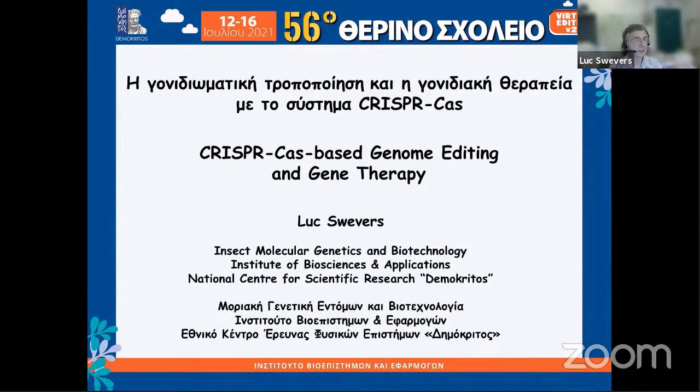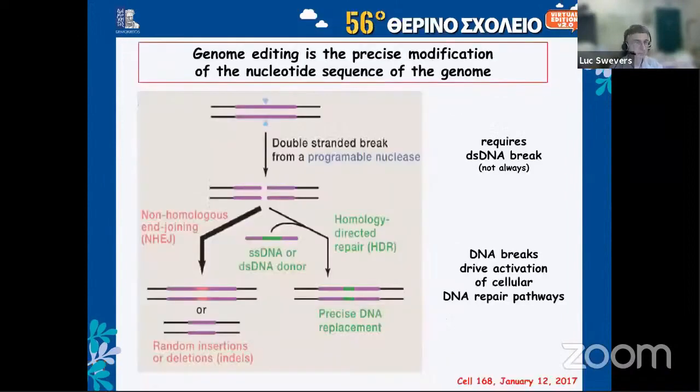So the title of the presentation is about the CRISPR-Cas system and its use in genome editing. And at the end, I discuss some applications in gene therapy. We can start with a definition about genome editing. Genome editing is the precise modification of the nucleotide sequence of the genome.